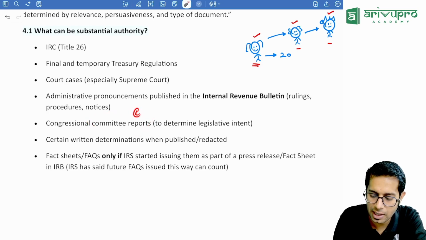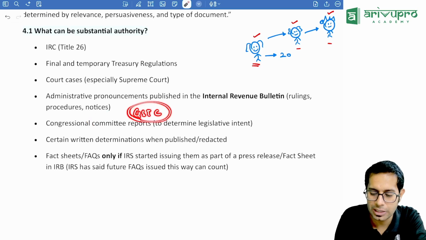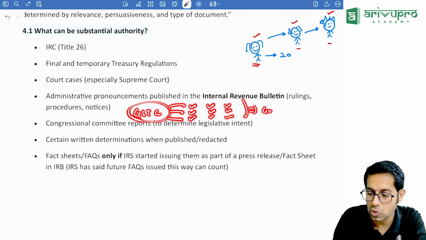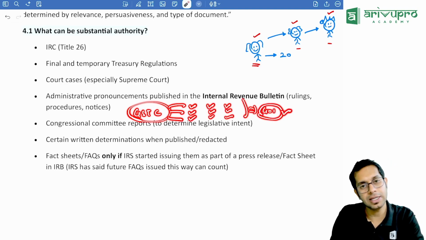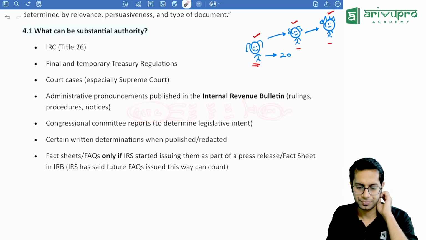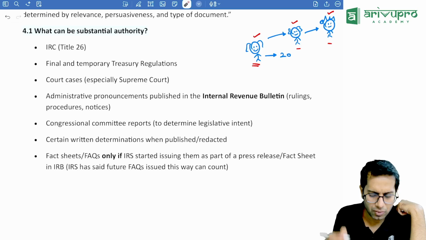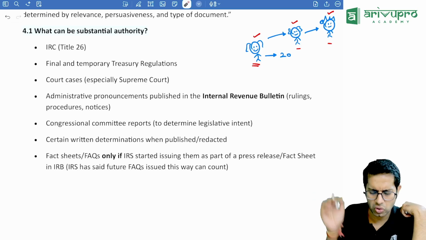Like we have in India something called the GST Council, which is a committee formed only for taking all the decisions with respect to GST. They will make the recommendations to the Government of India, and the Government of India will see that recommendation and make the law. Certain written determinations, when published, we are going to study about this.